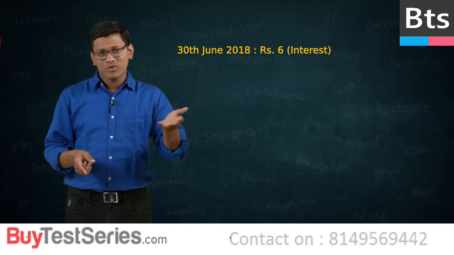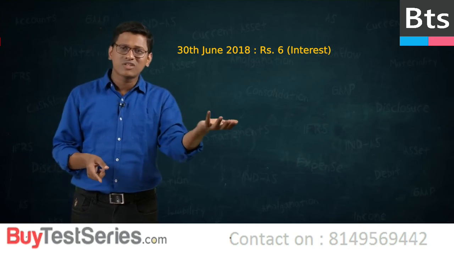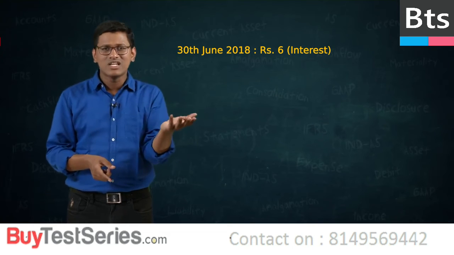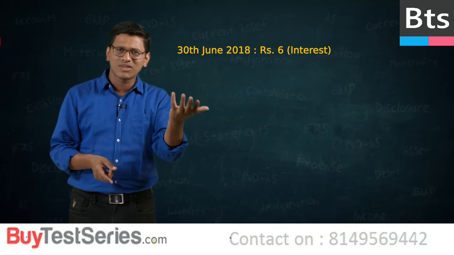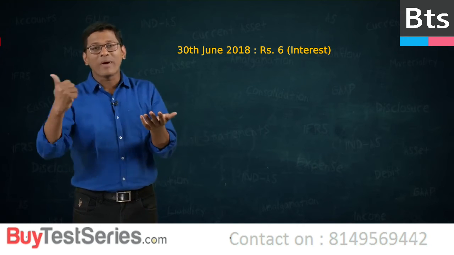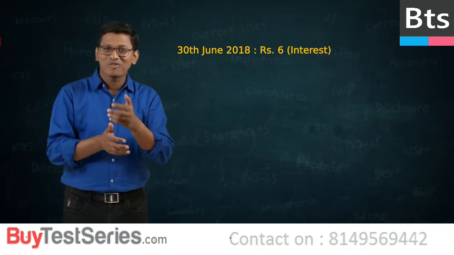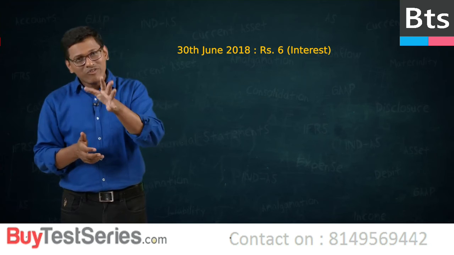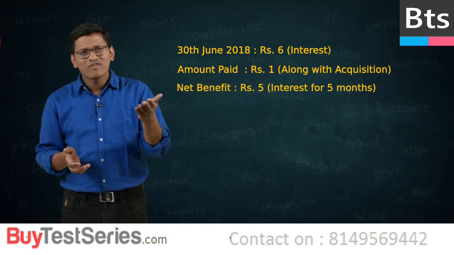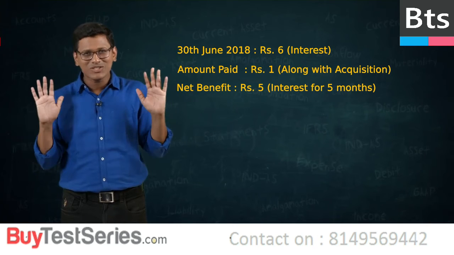Why 6 rupees? Because whoever is holding the debenture at the end of the period is the person who is going to get the entire 6 months interest. So you are the one who is holding, A is the one who is holding, so A will get 6 months interest, 6 rupees. You paid 1, you got 6. What is the net benefit to you? 5 rupees. That net benefit of 5 rupees is the interest you earned from February to June. So that seems like a reasonable gain, correct or not?